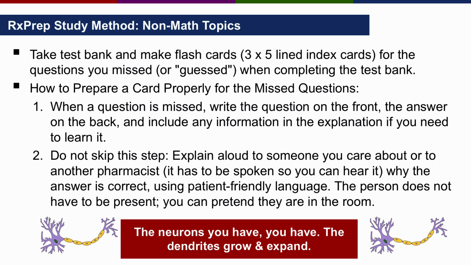Let's read number 2. Explain aloud to someone you care about, such as your mom, or to another pharmacist. You wouldn't want to explain to your mom the mechanism of action of a drug, because your mom would be snoring in a moment unless she happens to be a pharmacist. You have to explain aloud, because the evidence of retention for adults is that if you say it and you hear it after you've written it, you'll understand it better. Now, when you're explaining to someone you care about, you're taking the information and rewording it in your words, and that means you understood it.